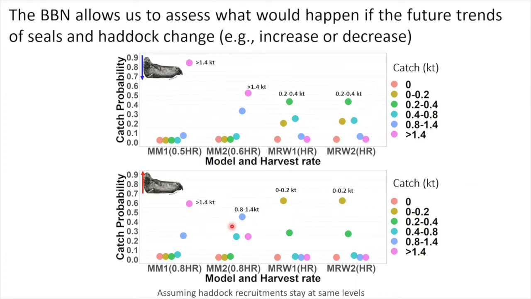Under the scenario seals increase, the probabilities of getting larger catches decrease in all models. For example, in MM1, we can see that the probability of getting catches larger than 1.4 kilotons decreased to 0.6, in comparison with this plot where the probability was around 0.8 or 0.9.